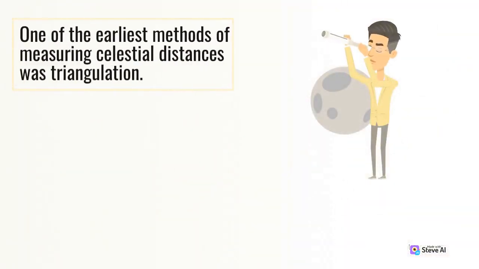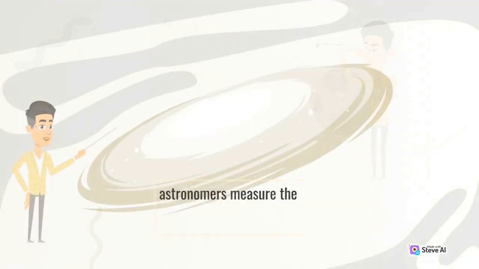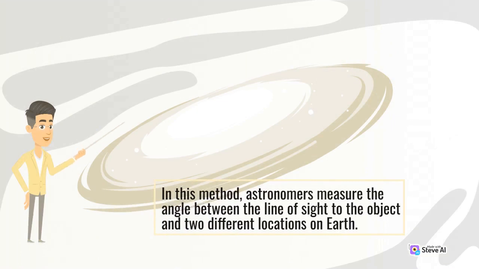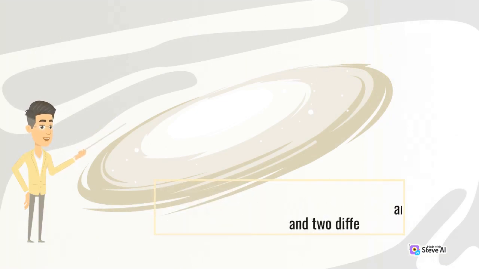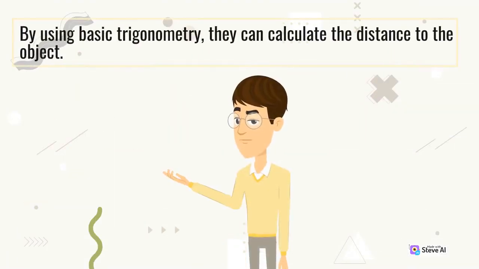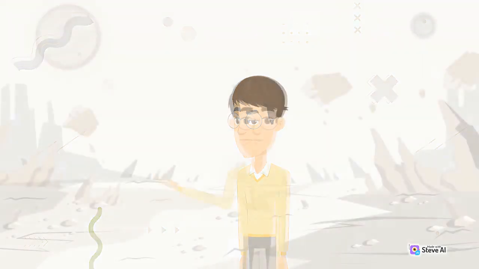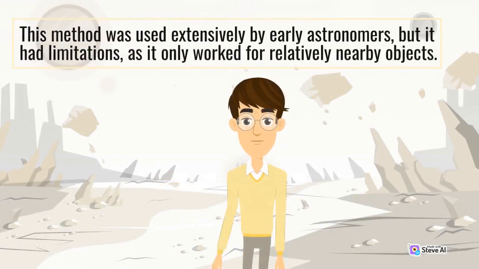One of the earliest methods of measuring celestial distances was triangulation. In this method, astronomers measure the angle between the line of sight to the object in two different locations on Earth. By using basic trigonometry, they can calculate the distance to the object. This method was used extensively by early astronomers, but it had limitations, as it only worked for relatively nearby objects.